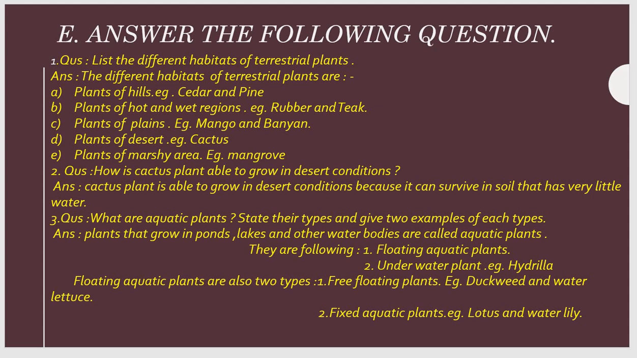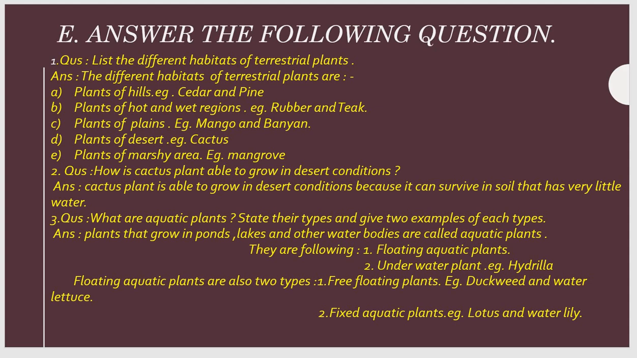Question number third, what are aquatic plants? State their types and give two examples of each type. Plants that grow in ponds, lakes, and other water bodies are called aquatic plants.